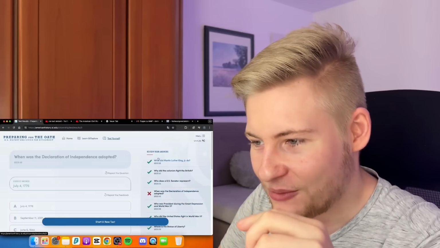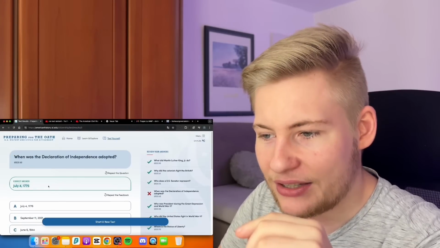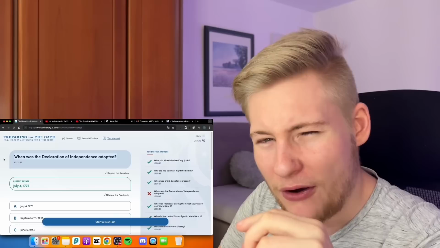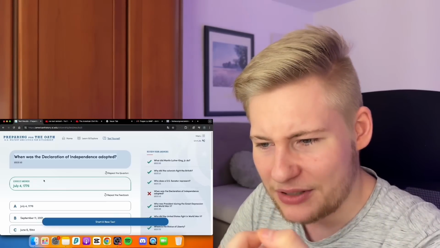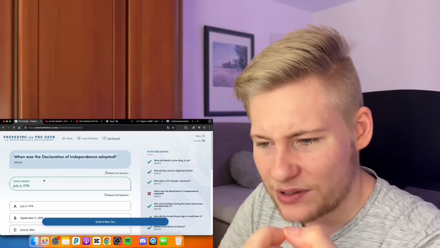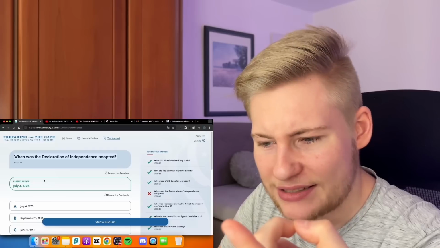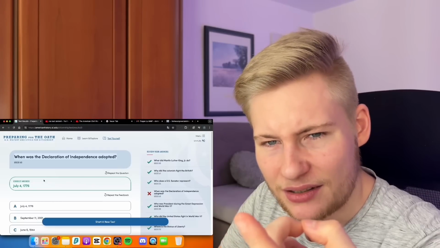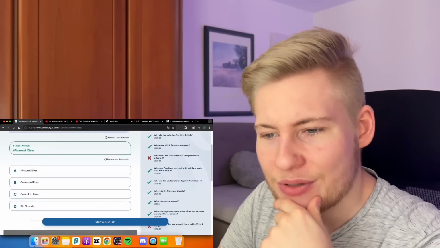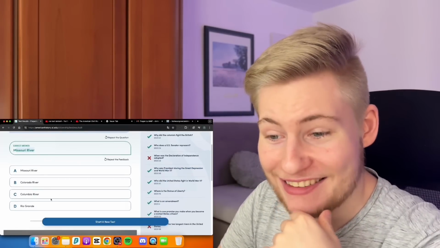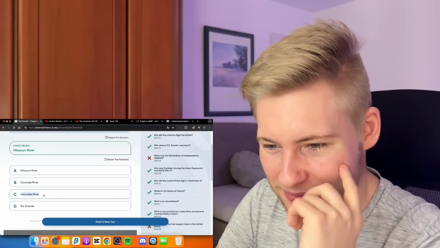Okay, here, what is the answer to this one? Okay, but I thought that the Declaration of Independence, did we not have the question that the Declaration of Independence was officially in 1787 or something? And here it is the Missouri River. Okay, yeah. I'm very glad that it's not Columbia River, because as I said, that just sounds wrong.